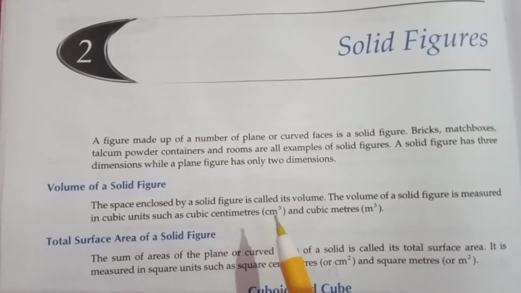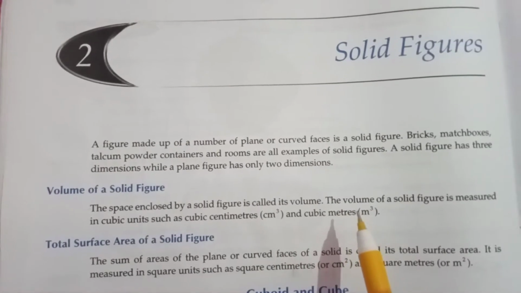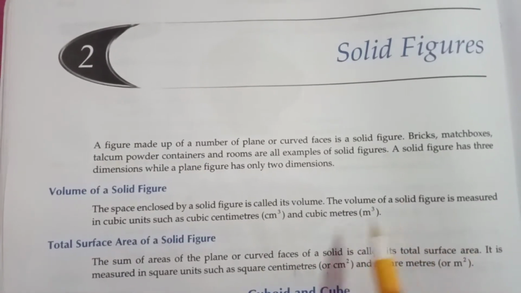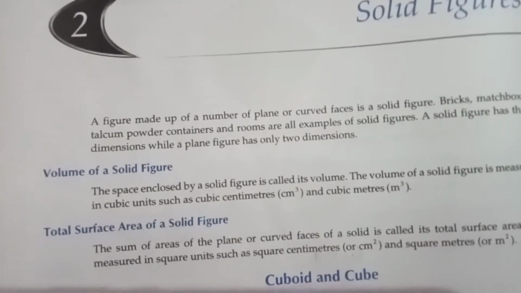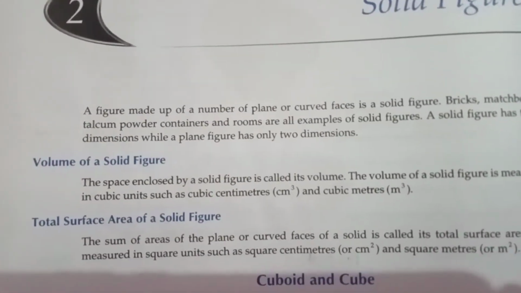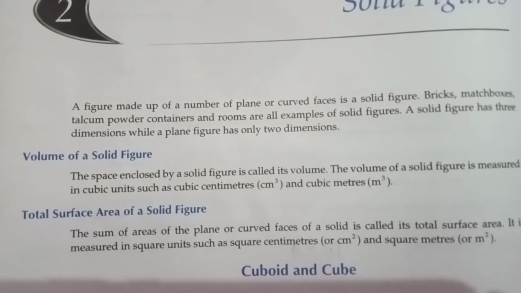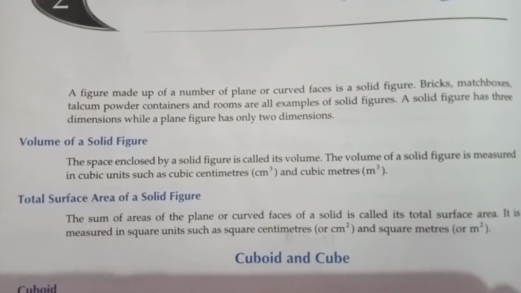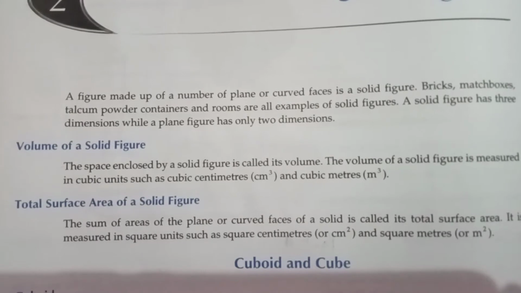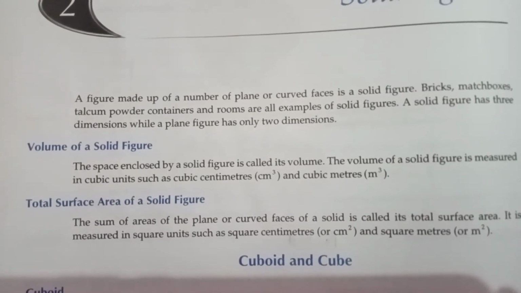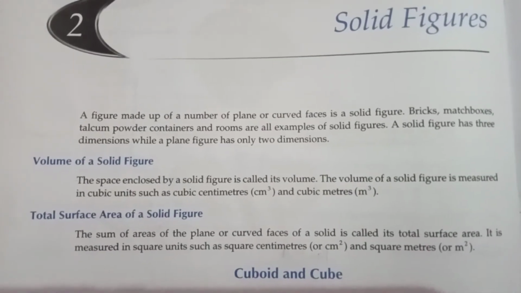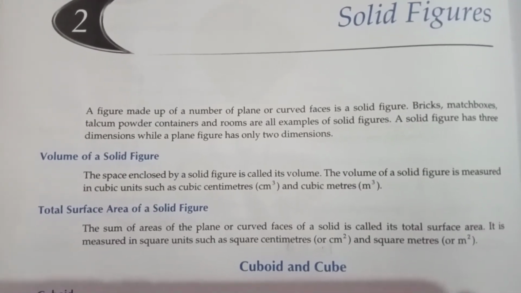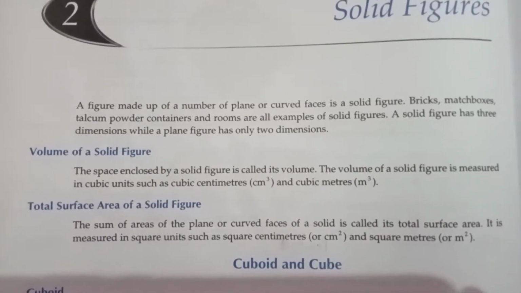What is volume? The space enclosed by a solid figure is called its volume. The volume of a solid figure is always measured in cubic centimeter. Volume is always in cubic centimeter or cubic meter. Why? Because length, breadth and height, all three are given. So when we multiply the unit centimeter into centimeter, we are getting centimeter cube. If the unit is given in meter and we multiply 3 times the length, breadth and height unit, then we are getting meter cube. Understood student?